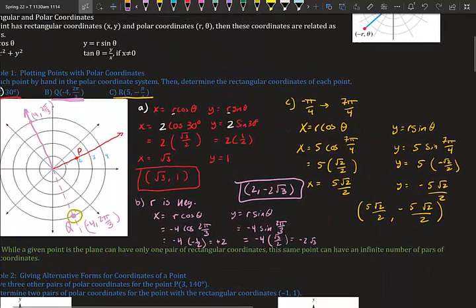And then we are going to graph it, don't you worry. We're going to graph it. I just wanted to get those numbers out of the way.